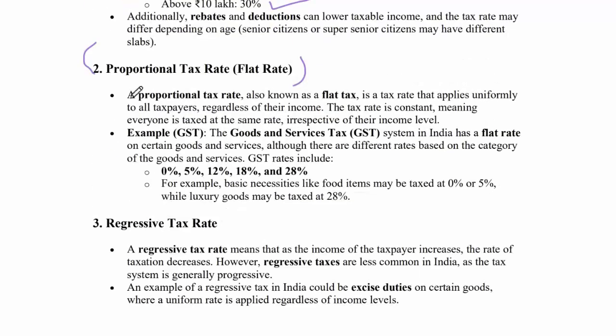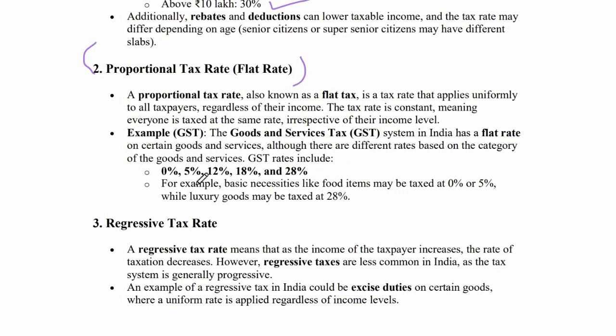Now let's go on to proportional tax rate, flat rate. A proportional tax rate, also known as flat tax, is a tax rate that applies uniformly to all taxpayers regardless of their income. The tax rate is constant, meaning everyone is taxed at the same rate irrespective of the income level. For example, the GST, goods and service tax system in India, has a flat rate on certain goods and services, although there are different rates based on category of goods and services.